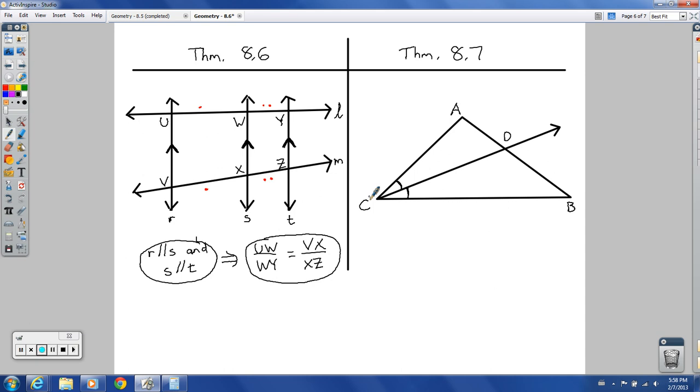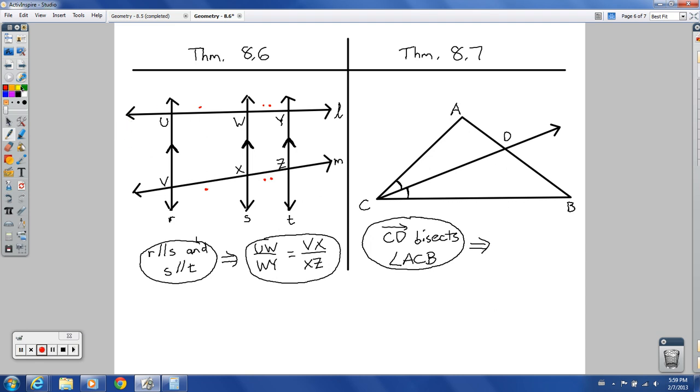So if you have it set up like this, in other words, if a ray bisects an angle in a triangle like this, so the ray bisects angle ACB, the whole big angle here. If something like this is true, you could have different letters, but if the picture starts off with that information being true, then once again you have proportional parts.